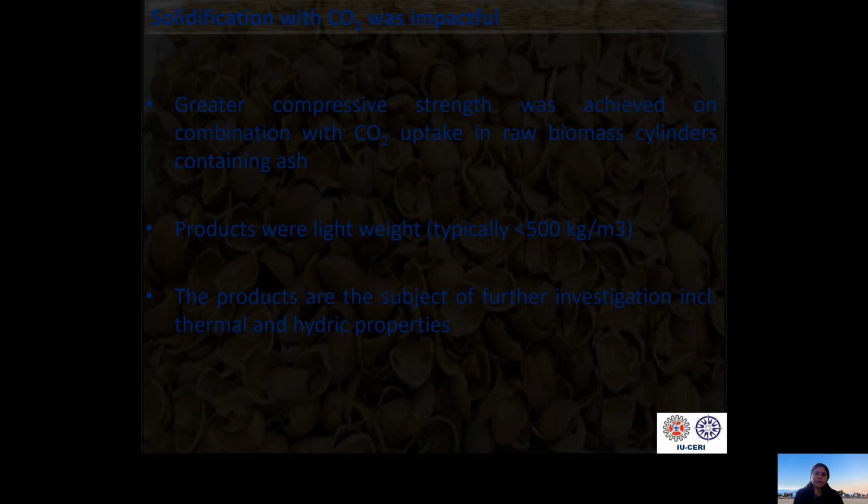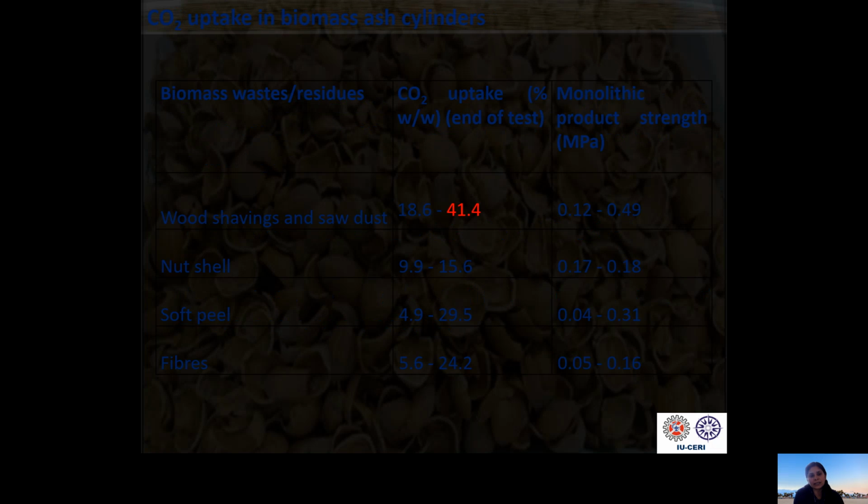So we were confident that solidification with CO2 was impactful in gluing together materials based on raw biomass and biomass ash. Greater compressive strength was achieved in combination with carbon dioxide uptake in raw biomass cylinders containing ash. Products were lightweight, typically lower than 500 kilograms per cubic meter. The products are the subject of further investigation, including thermal and hydric properties. So we are working on these properties to explore the robustness of these materials in these respects.